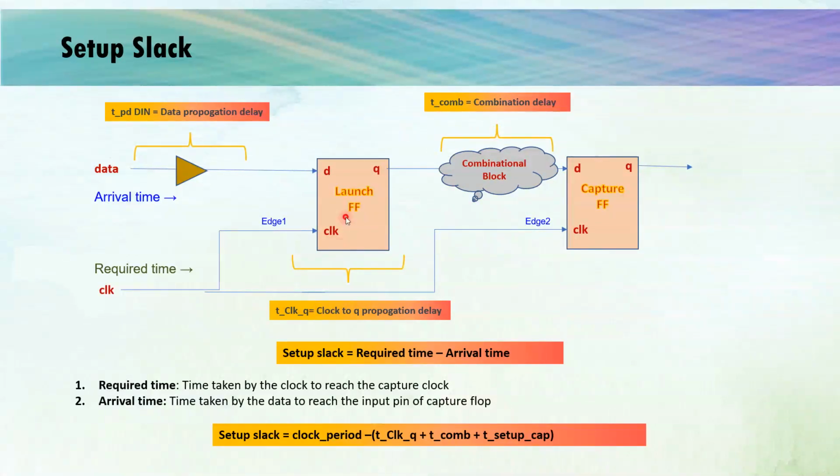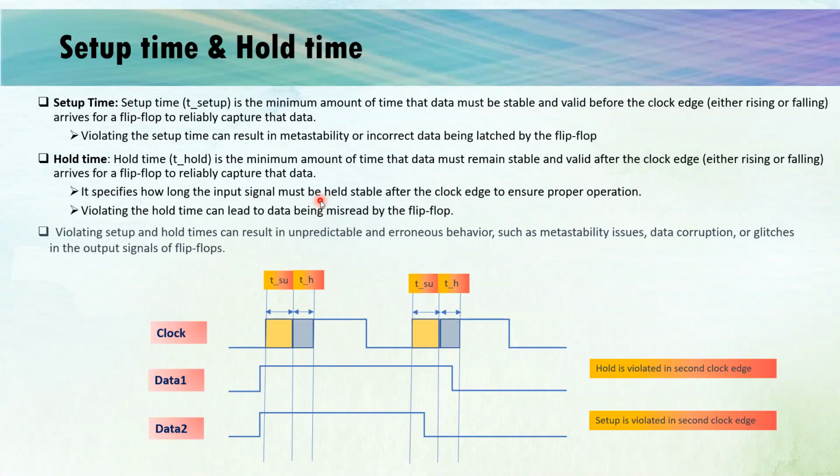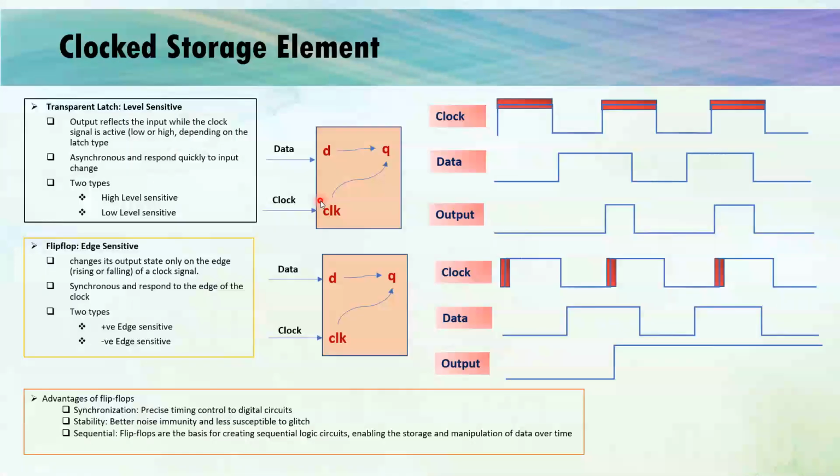In the same fashion, as I've already shown in the previous slides, if I go back to the previous slides, here we have two kinds of timing arcs: one from data to Q and another from clock to Q. So this clock-to-Q and data-to-Q will also take some time. That also has to come under the timing analysis of a particular flop.